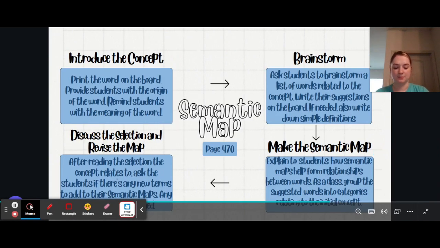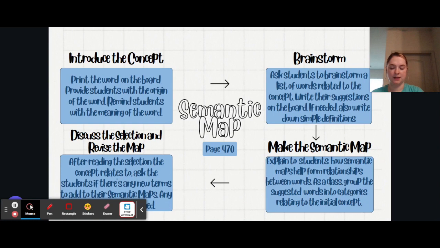So semantic maps are a form of instruction that involves taking words and categorizing them and connecting them with one another in different categories. When you use this in the classroom, you'd want to start by introducing the concept. You'd print the given concept word on the board. You'd provide students with the origin of the word and remind students what the meaning of the word is if they're already familiar with it, or provide them with a student-friendly, quick definition of it. This relates to a text you have yet to read in the classroom. For example, you could use geography if you're reading about different types of terrain in Alaska.